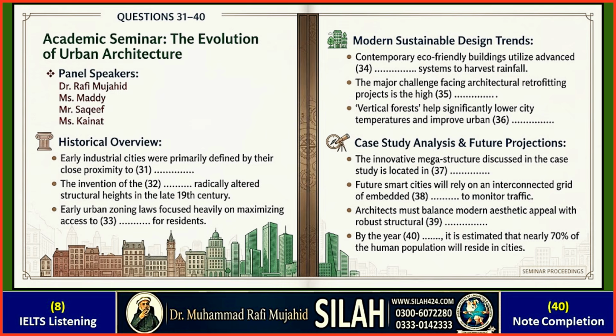Thank you, Dr. Rafi. In the early days of industrialization, factory positions required thousands of workers to live nearby. Because transit options were primitive, early industrial cities were defined strictly by their close proximity to waterways, which were essential for both shipping products and powering machinery. Residential zones were packed tightly around these hubs.